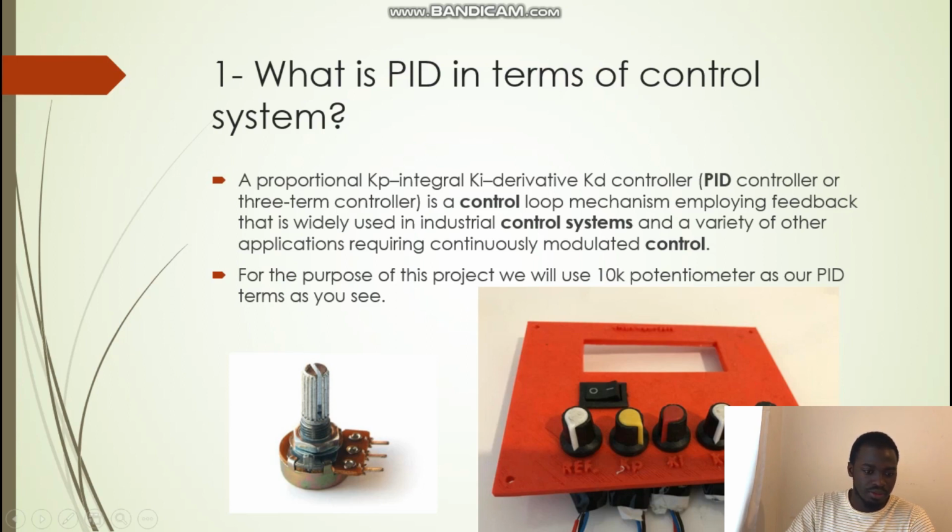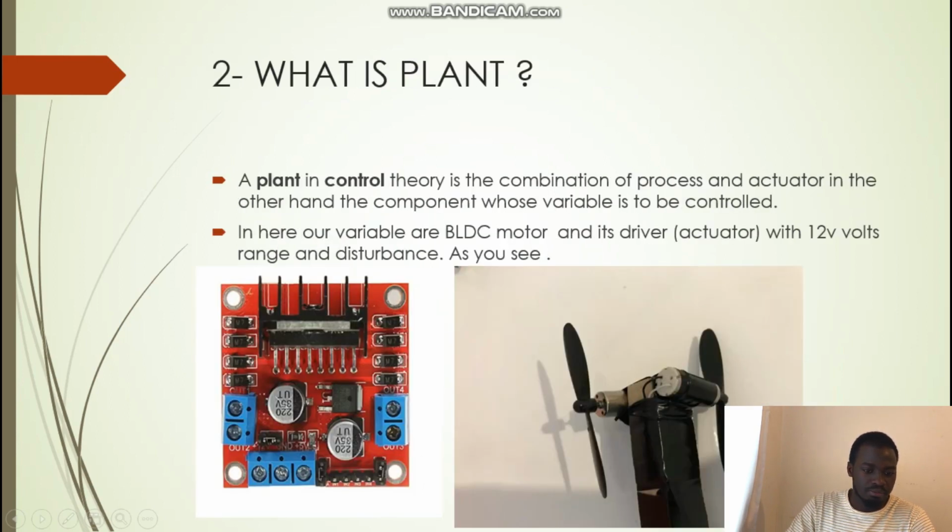Let's go. What is plant? Plant is nothing else like the combination of the process and the actuator. On the other hand, it's also like the component whose variable is being controlled. Like here you can see this red one is our drivers and motor, that are our plant model here, as you see here.